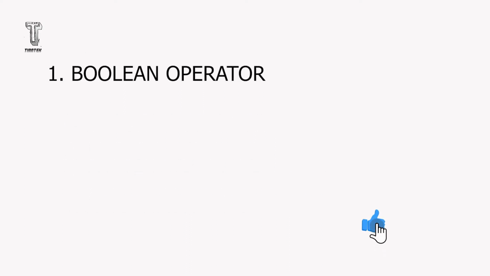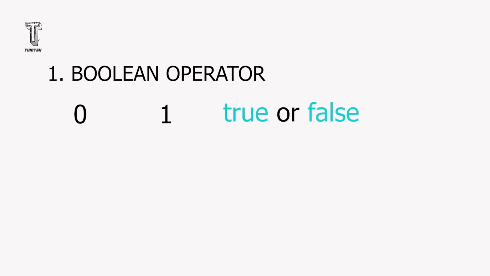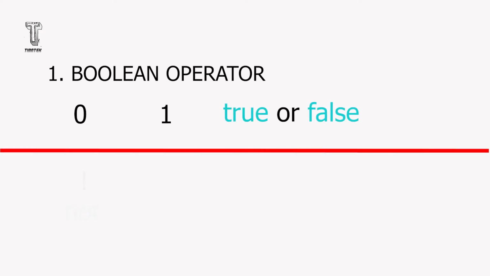Boolean operators. These operators will only work with Boolean data types. This indicates that the data type must be one of the following: 0, 1, true or false. This would include the exclamation mark for not, the 2 vertical bars for or, and the double ampersand for and.